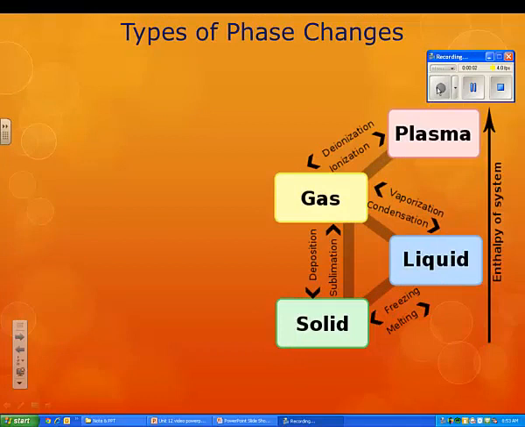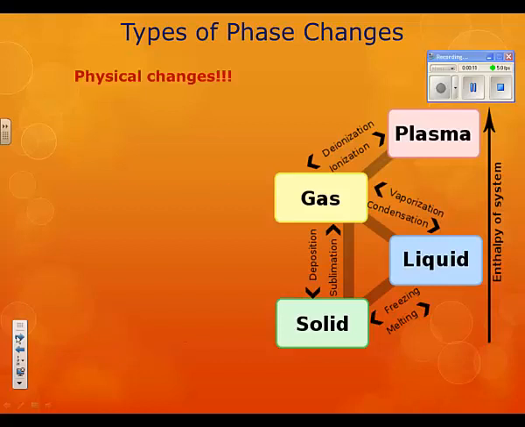Okay, this is going to cover types of phase changes. Most of this should be a review, but since we're dealing with heat, and heat basically determines what phase we're in, we need to go back over it again. So remember, these are physical changes. If we take ice and melt it into water, it's still H2O. So nothing chemically has happened. So these are physical changes.